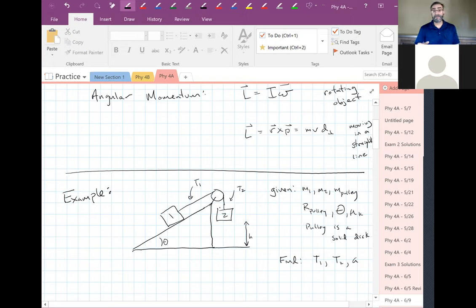So remember, the tension in the string on either side of the pulley now is different because the pulley has mass. If the pulley is massless, we say the tension is the same on both sides of the pulley. But if the pulley has mass, how is it going to accelerate with the masses if there's not a net torque acting on it? It's not. So the tensions have to be different on either side of that pulley now.